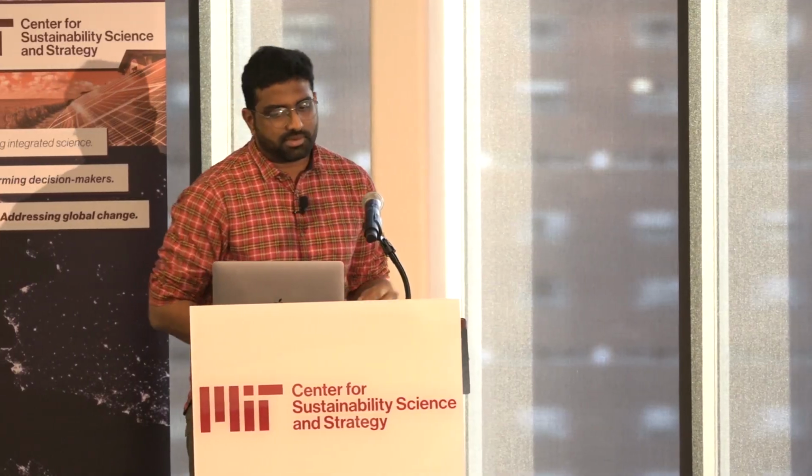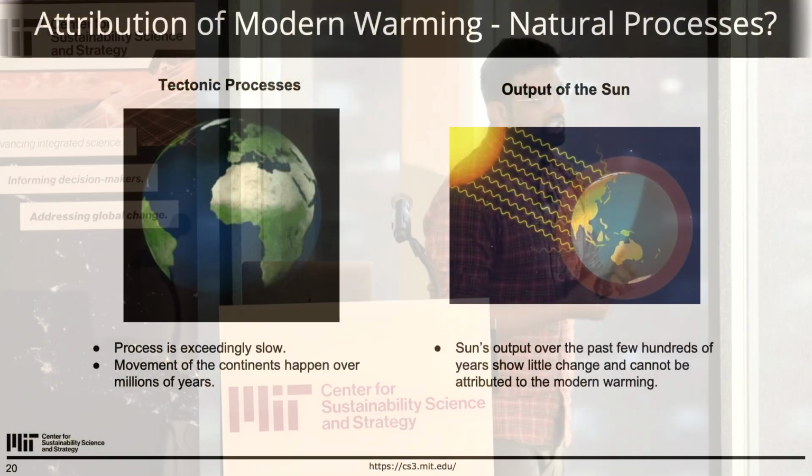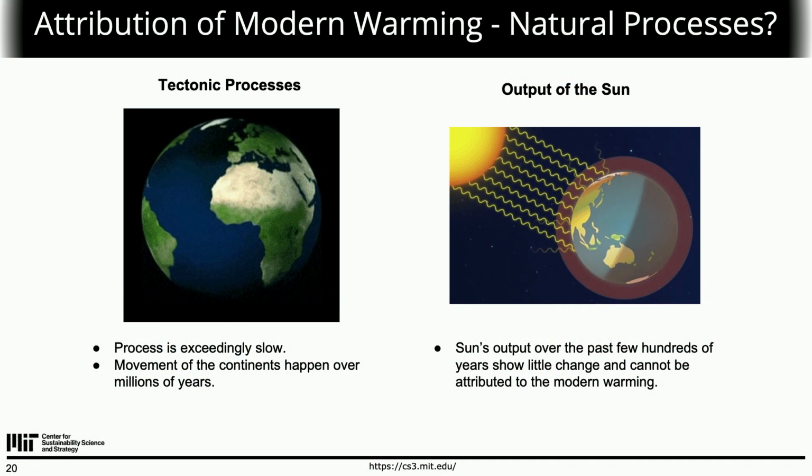And looking at the next natural process, the ultimate source of energy for Earth is the sun. Is there any difference in the output of the sun? Did the sun emit less energy or more energy, which warmed the climate of the Earth? But the observations over the past 100 to 200 years show that the sun's output hasn't changed much, and the output of the sun cannot be attributed to the modern warming.